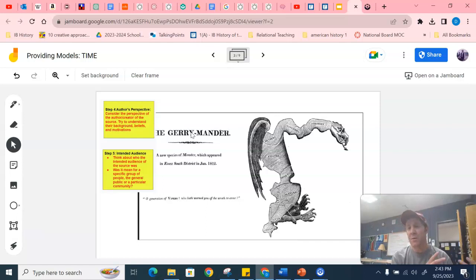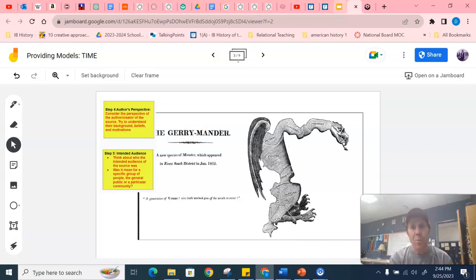Either from any sort of background information that we have about them, or looking at the source, are they expressing their thoughts, their beliefs, their opinions in this political cartoon? Or if it's a written source, are they doing the same thing in the writing? And then once again, trying to think back to what's happening around them.